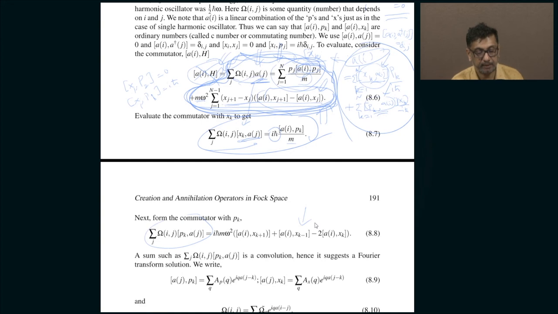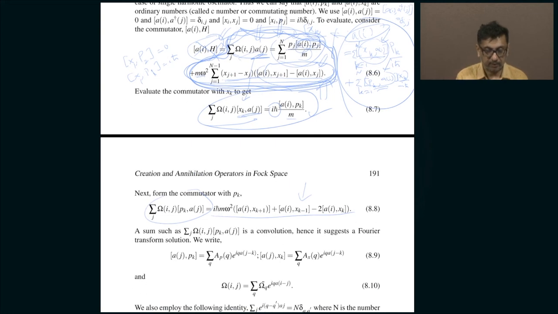The commutator of p_k and x_j will be equal to minus i h bar if j equals k, and 0 otherwise. So you will get all this type of thing. You can work this out, you will get this. Do not take my word for it, actually work it out. So you will get these two equations. See, 8.7 and 8.8 are our basic equations now. We have to solve this.